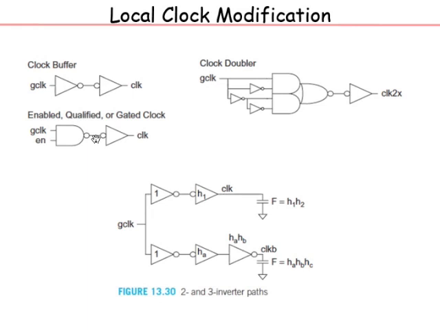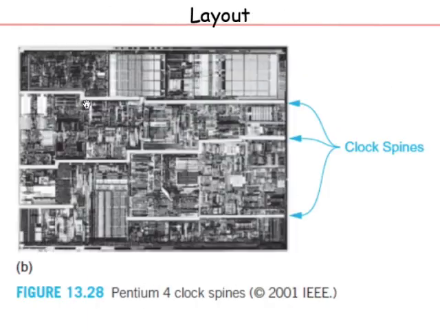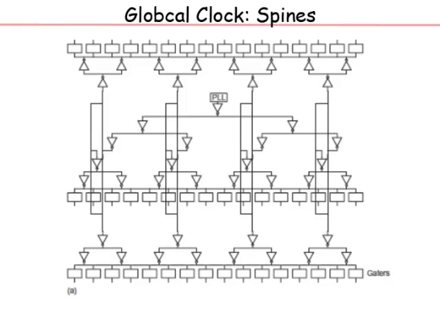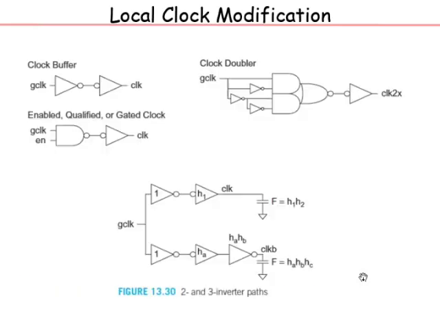So the local clock, in these boxes, that is what we are looking at here. It could be a simple buffer, just a couple of inverters to drive a small local region. It could be buffers with enable, so that you can do clock gating of that region. So the enable comes, and only if the enable is high, the clock is fed through.